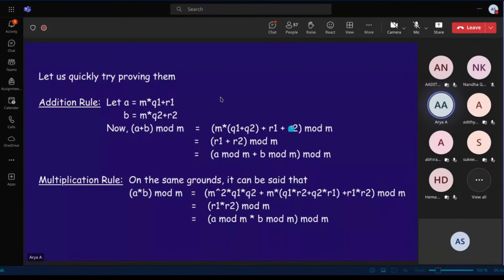What is r1? r1 is basically a mod m. It is the remainder that is produced when we divide a by m. So r1 is a mod m and r2 is b mod m.